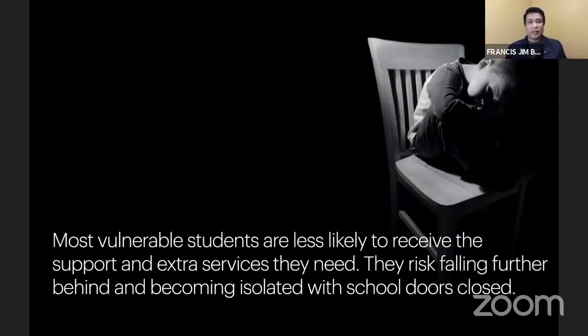So again, even at this time of the pandemic, let's not forget the students who belong to the margins, to the marginalized communities of our society. They are the most vulnerable students, and again, because they receive support from the school, when the schools close down, they're the ones who will be less likely to receive support and extra services that they need, especially when they belong to the marginalized communities in our society.